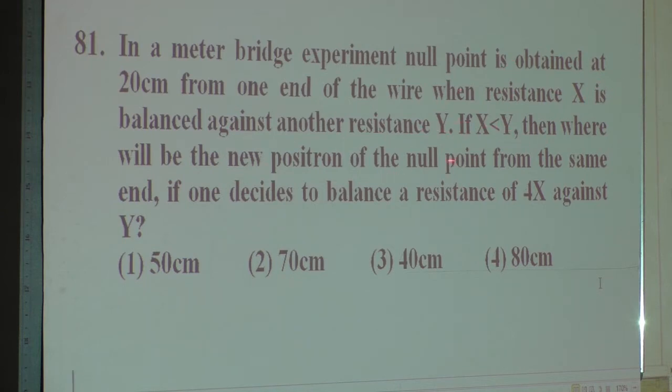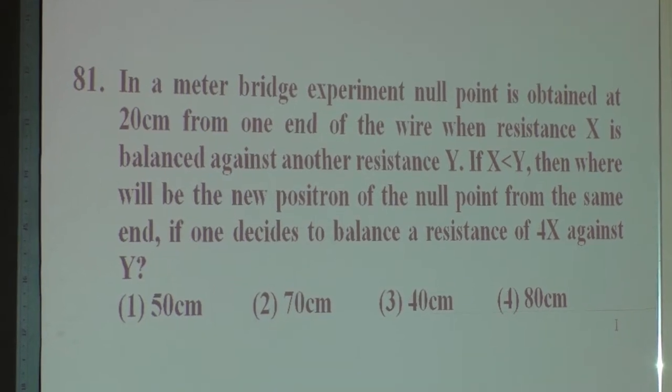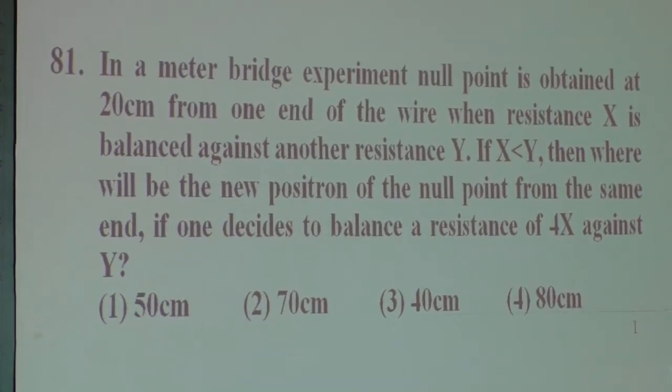Then where will be the new position of the null point from the same end if one decides to balance another 4x against y? Oh, you have to replace x with 4x. That means you have to add in series 3x. How much is that balancing length? So we will write the equations for both the cases. It is same as the previous sum problems.